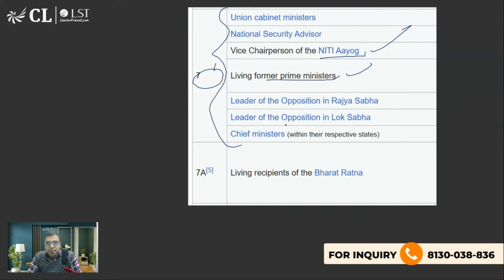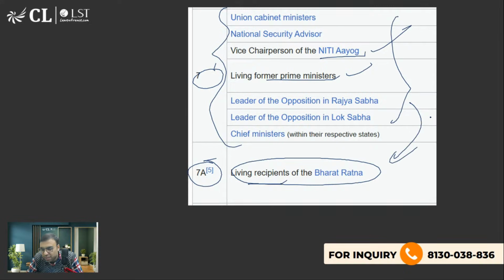Sometimes we have seen, right. Then 7A was inserted later: living recipients of Bharat Ratna. So they are also treated equal, almost equivalent to that. Okay.